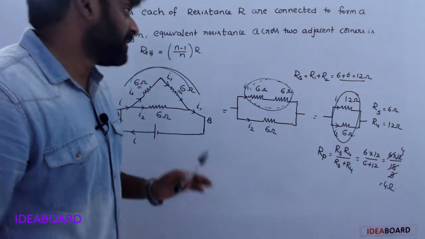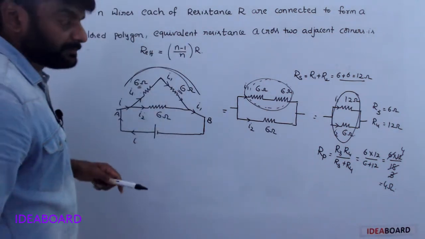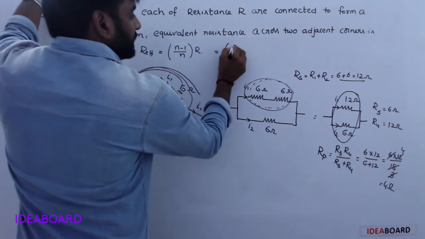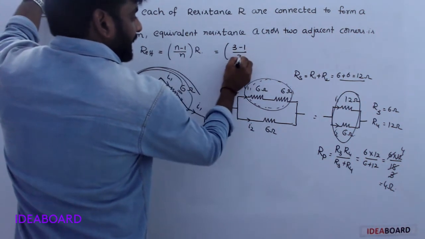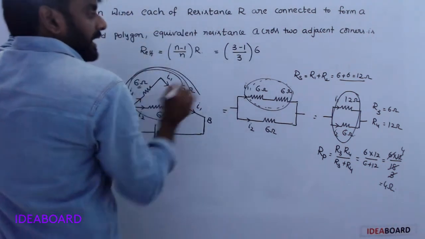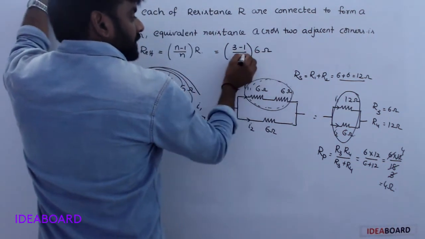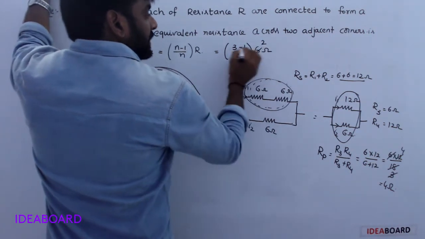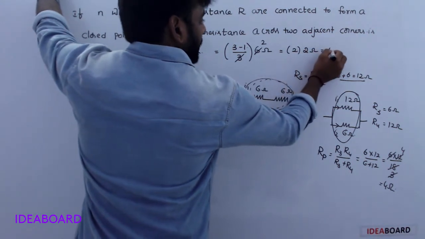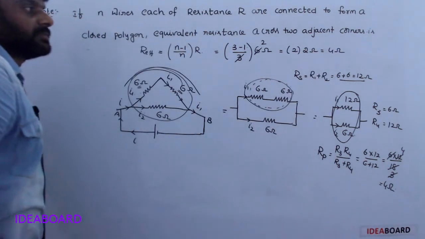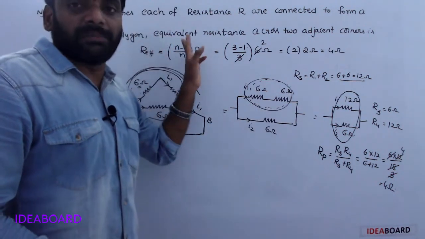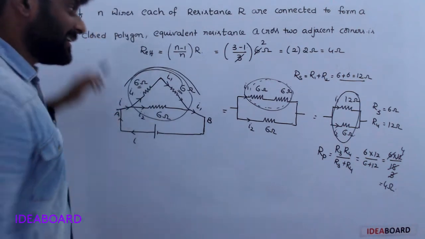That is the general method. If you use the formula instead, how many resistors are there? 3. So (3 minus 1) by 3 times R, where R means 6 ohms. 3 times how many here? 3 minus 1 is 2, 2 into 2 ohms. 2 twos are 4 ohms. That's all. Understood? This one is the general method and this one is the formula-based method. Okay, another example.